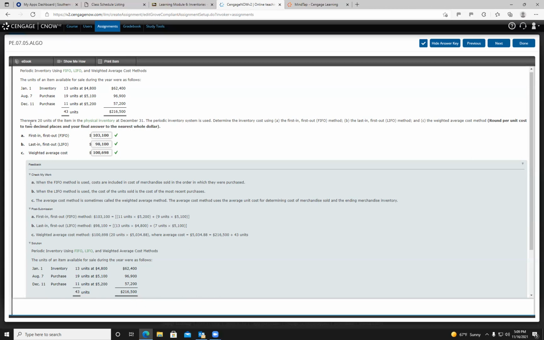If we had only 20 units available as of December 31st, then we would take that average cost of $5,034.88 and multiply it by 20. All right. Now, it did tell us to round per unit cost to two decimal places, and then final your answer to the nearest whole dollar. So it did not want us to use decimal places.